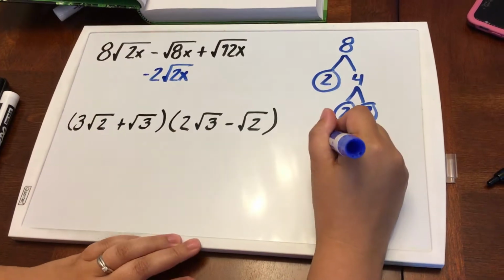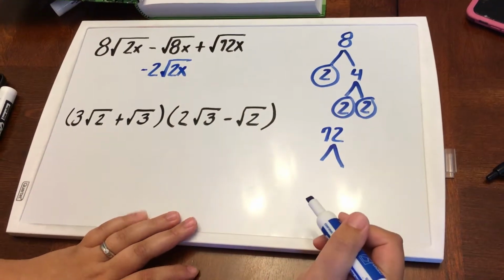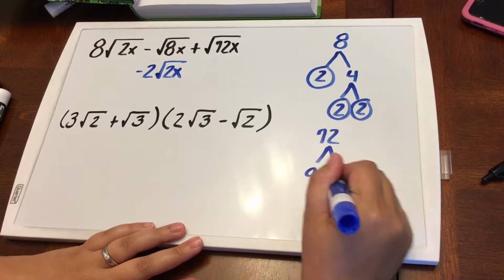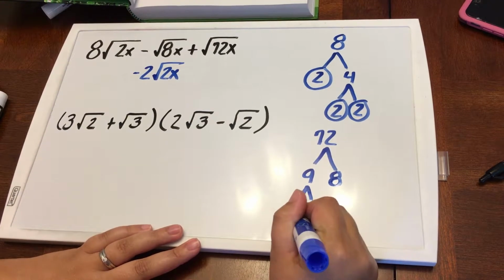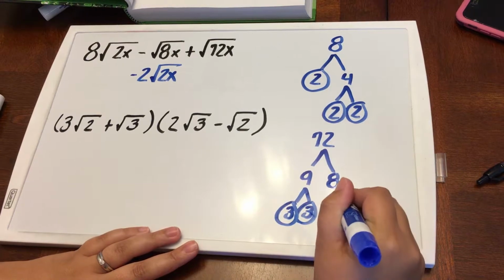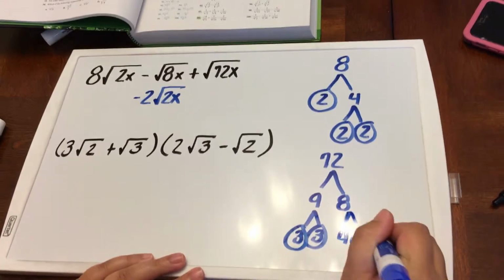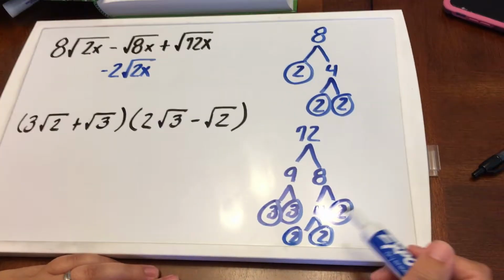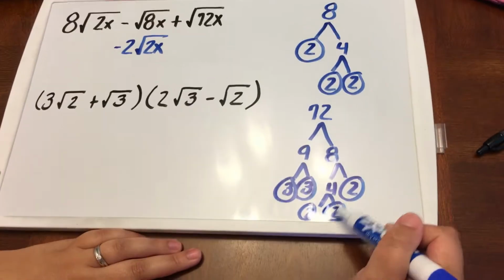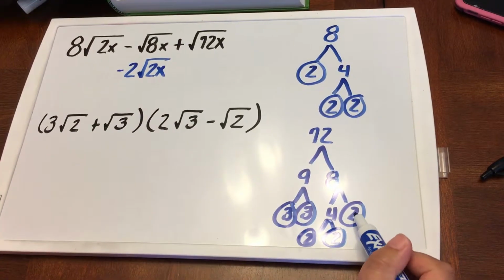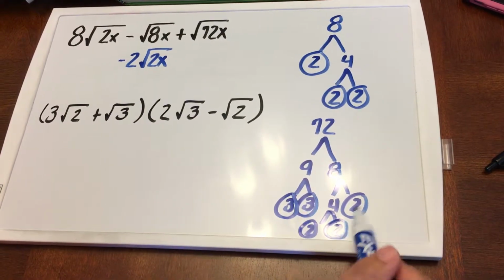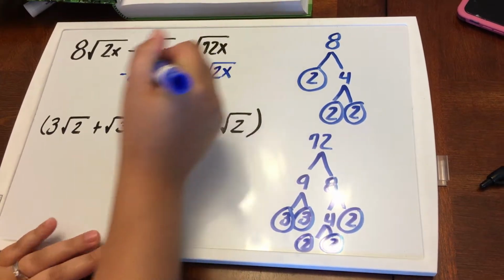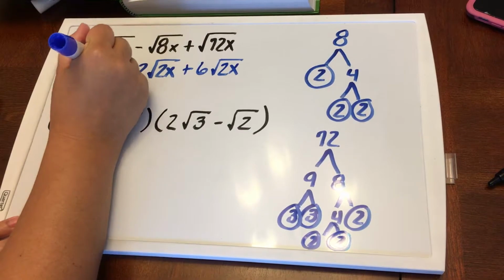Now 72, so I'm going to try to simplify that. Factors of 72, there's quite a few. You could start with 9 and 8, you could start with 36 and 2. I would probably go with 9 and 8 just so you don't have as much work to do. Factors of 9, 3 and 3, 3's prime, circle it. Then you've got 4 and 2. Factors of 4 is 2 and 2, running a little bit out of room. Now, to simplify this one, I've got a pair of 2's and I've got a pair of 3's. So I can take out 1, 2 and 1, 3. So 2 times 3 is 6. And then that leaves me a 2 up underneath. And then I'm just going to bring down that 8 square root of 2x.